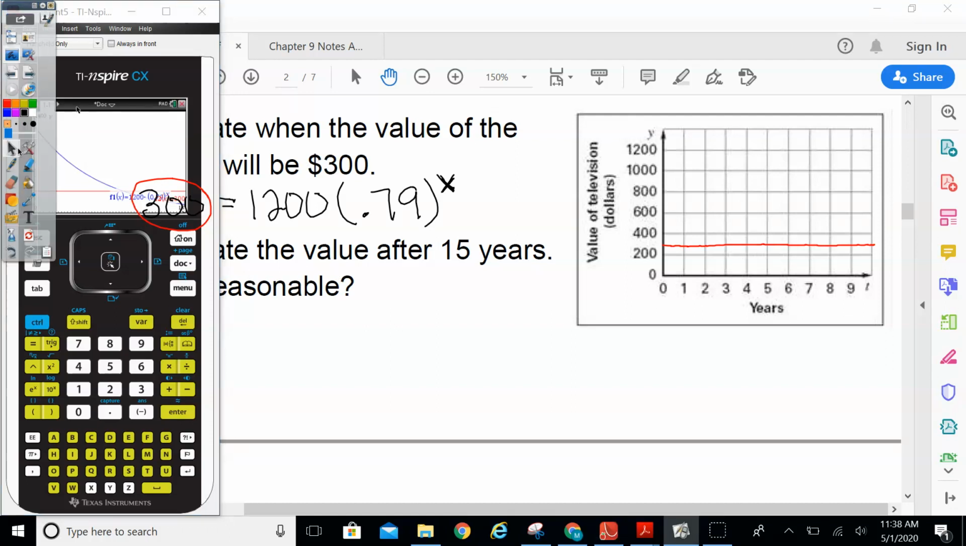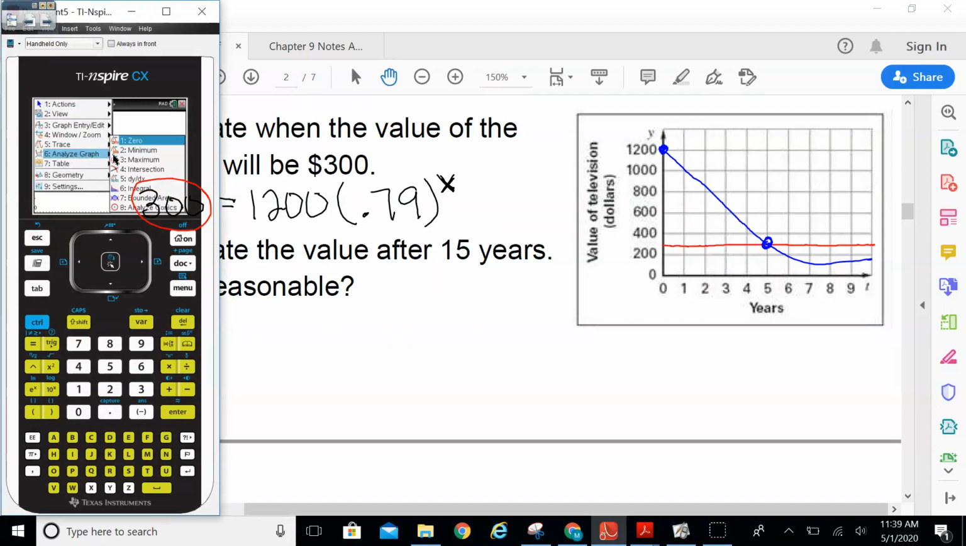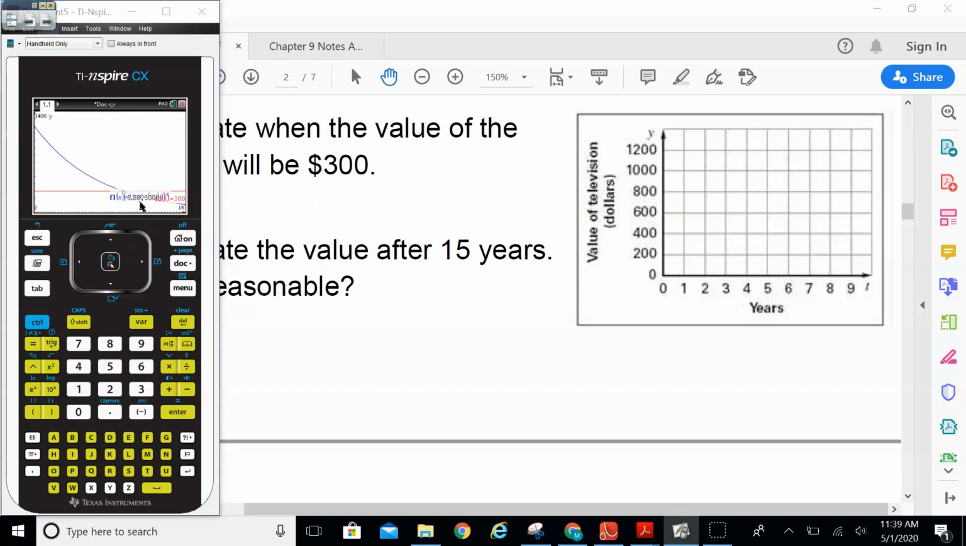Okay, so we see that this one starts up here and it goes down because it's decay. It actually starts at 1200 and it goes down, something like that. We're trying to find this value. I don't know if it's 5. But this is what we did before. So you go to menu, you go to analyze, number 4. You put this one anywhere to the left. It doesn't have to be right next to it. And then to the right. And let's see if I can make this thing go away. There's a lot of clutter there. Okay, so there's this equation, the 300, and this is my intersection.